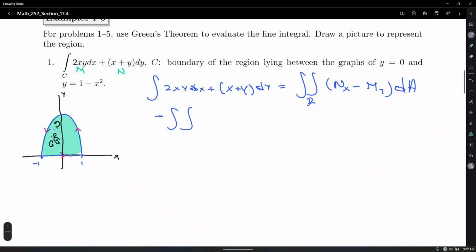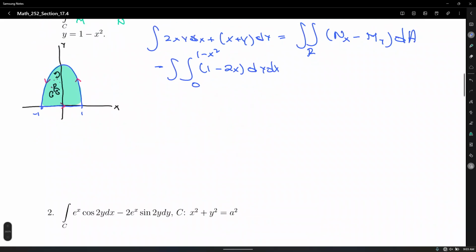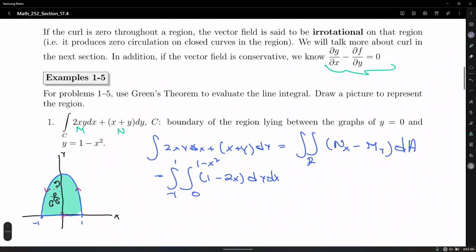That is the integral of the partial of N with respect to x, which is 1, minus the partial of M with respect to y, that's 2x, dy dx. I'm going to iterate y from 0 to 1 minus x squared, because we're taking this region as vertically simple. Go back to chapter 16, vertically simple regions, horizontally simple regions. The limits of integration for x go between -1 and 1.